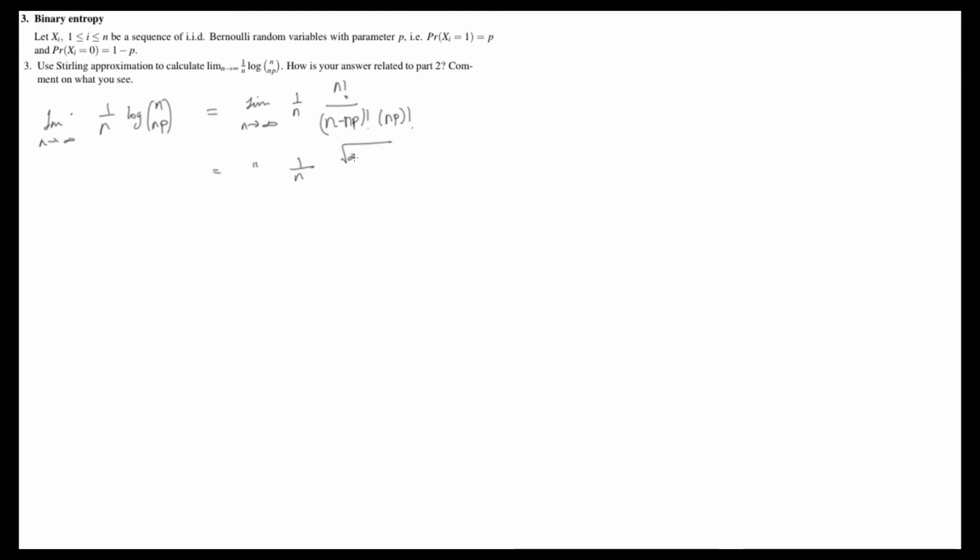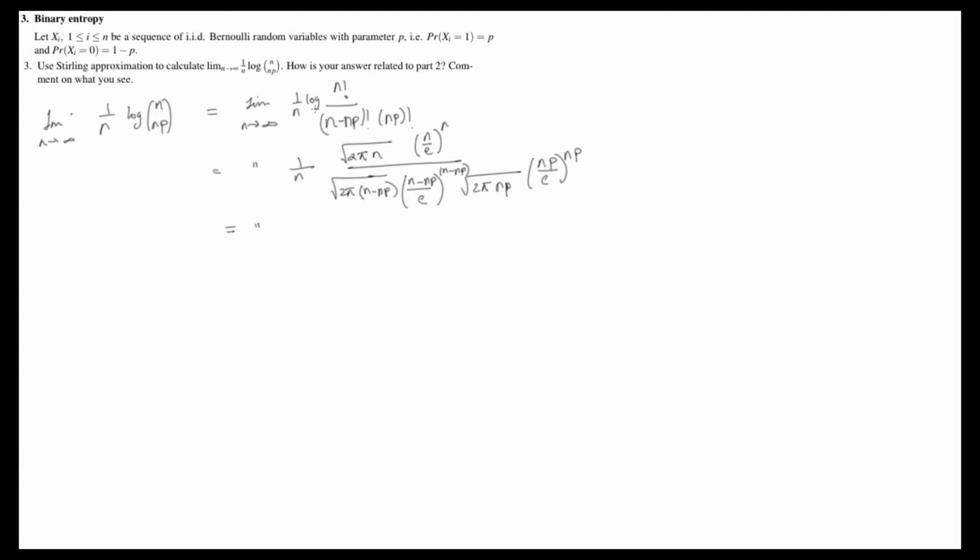what is Stirling's approximation for n factorial? It's 2 pi root n times n over e to the n, divided by 2 pi root n minus np times n minus np over e to the n minus np, times root 2 pi np times np over e to the np.